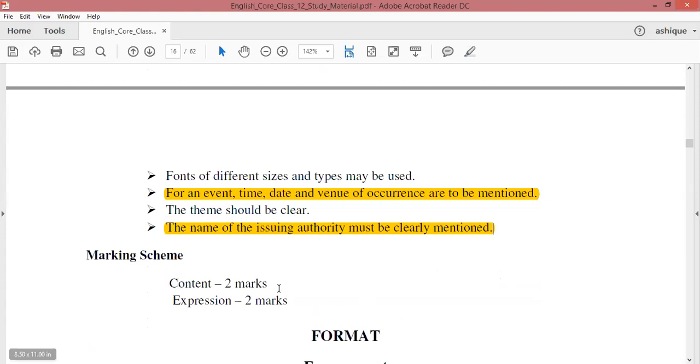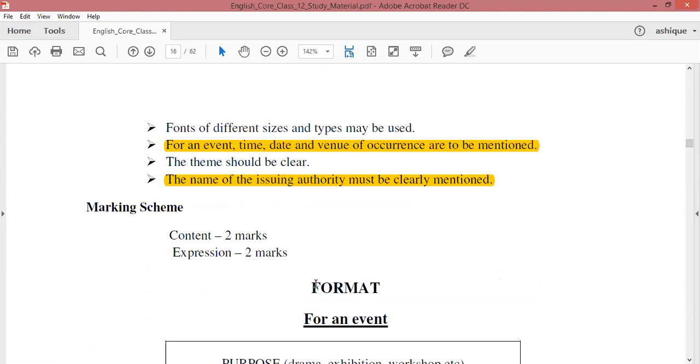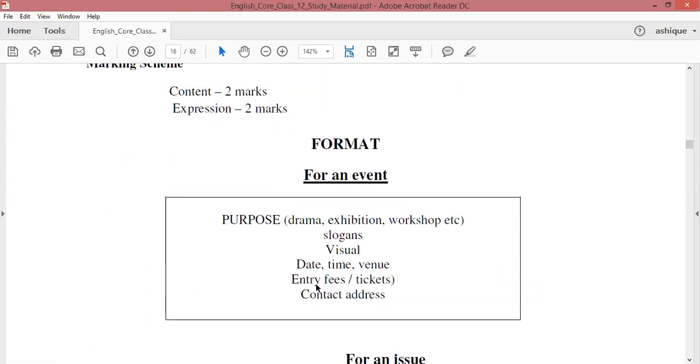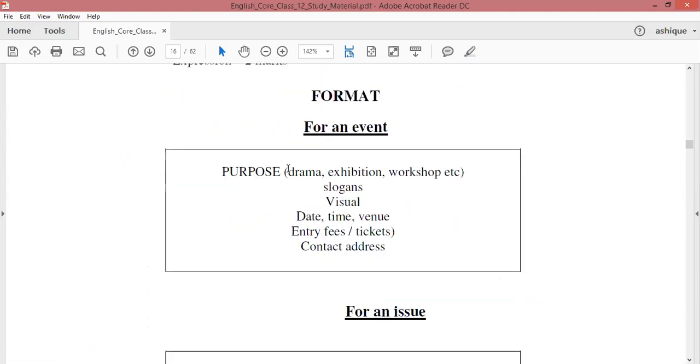Next, content carries 2 marks and expression 2 marks. As in notice writing, we have covered the expression part, and it is the same here. Next comes the format: purpose, drama, exhibition, workshop, etc. Next come slogan, visuals, date, time, venue, entry fees or tickets, and contact address. These are the things to be covered in the format. You may take a screenshot of it, or you can write it down in your copy.